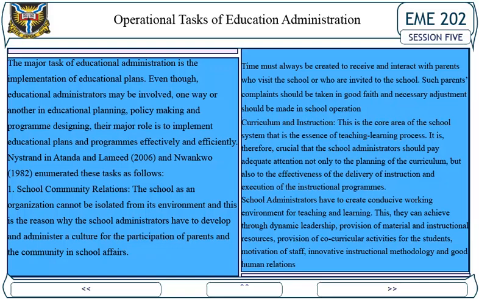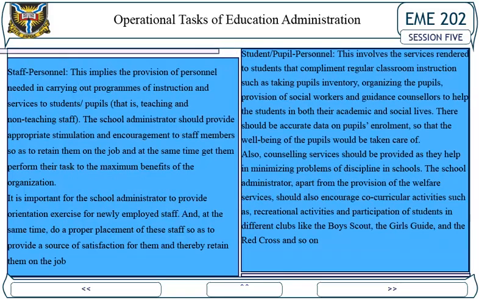School administrators have to create a conducive working environment for teaching and learning. This they can achieve through dynamic leadership, provision of material and instructional resources, provision of co-curricular activities for the students, motivation of staff, innovative instructional methodology, and good human relations.